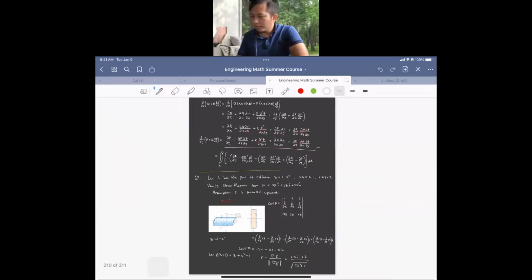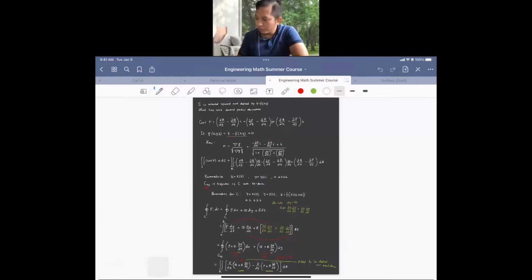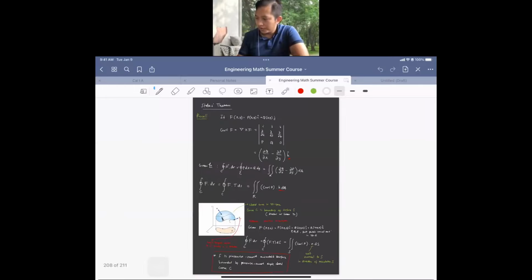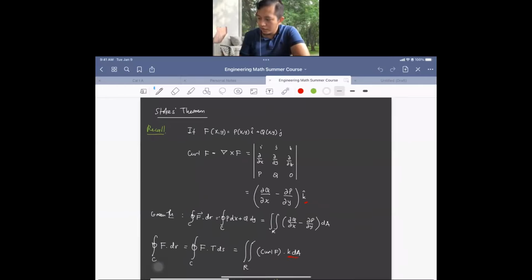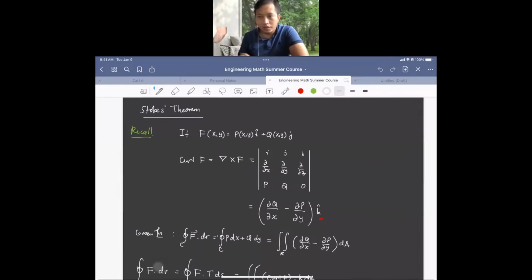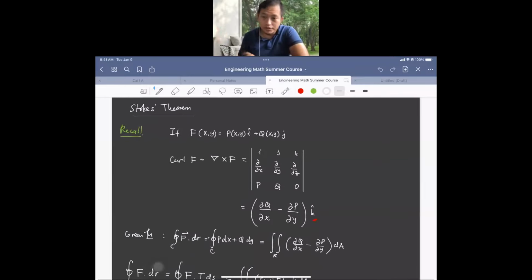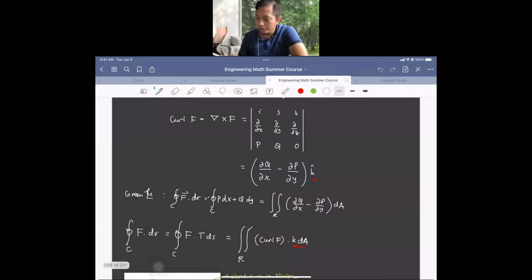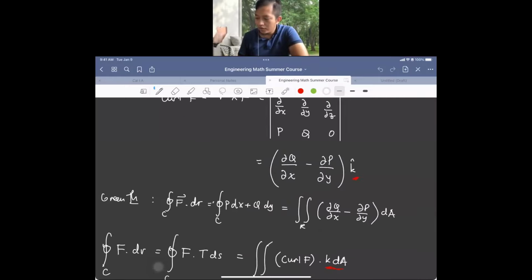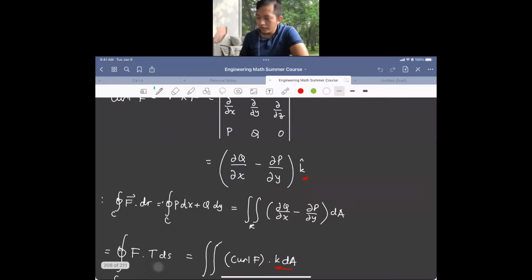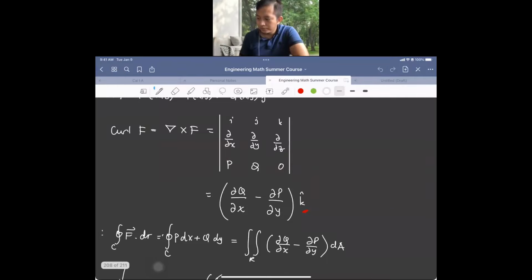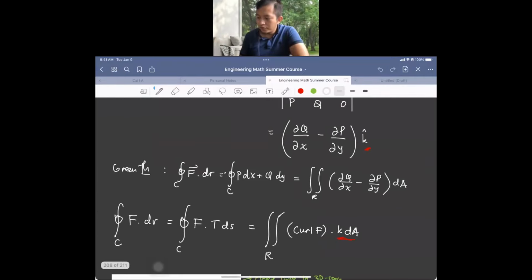Okay, now let me just review a little bit what the Stokes theorem is. In the beginning we have the curl and divergence, curl f, div f, and then we also have the Green theorem. In the Green theorem, we exchange the line integral to become a double integral, and then we can use the definition from the curl actually.